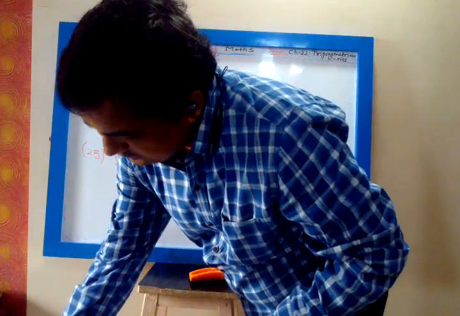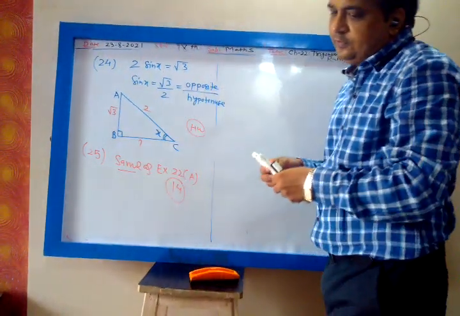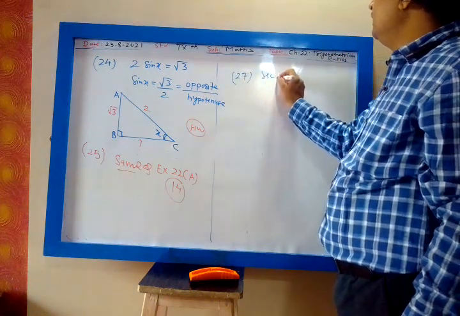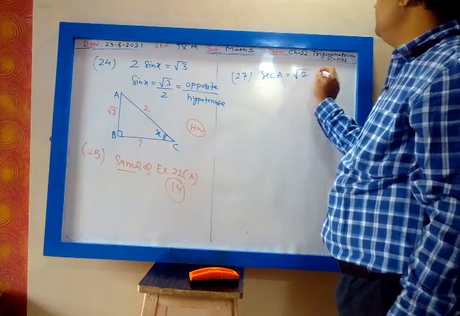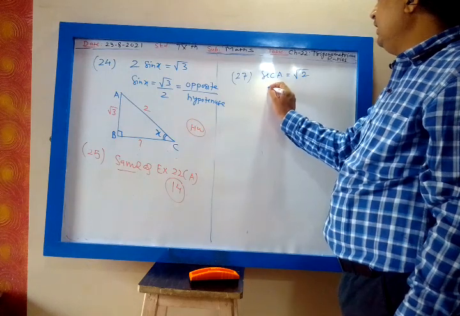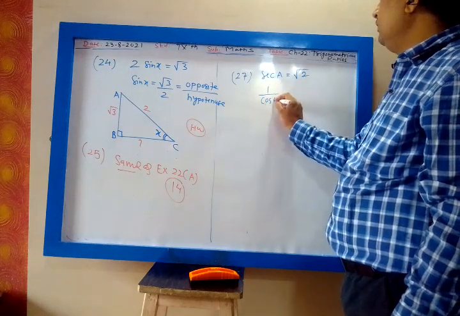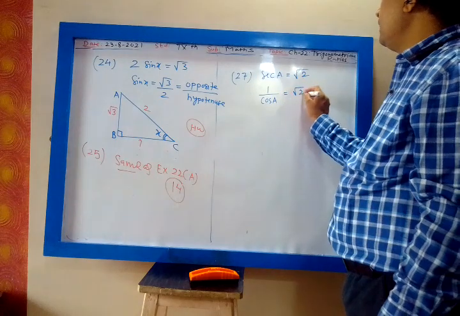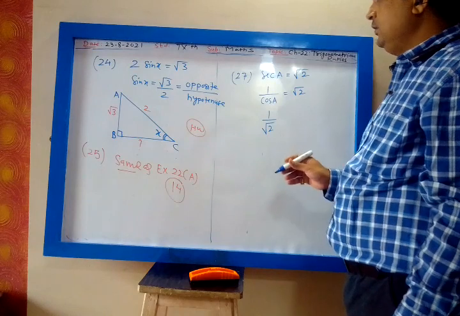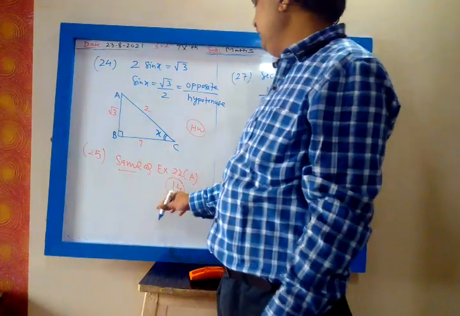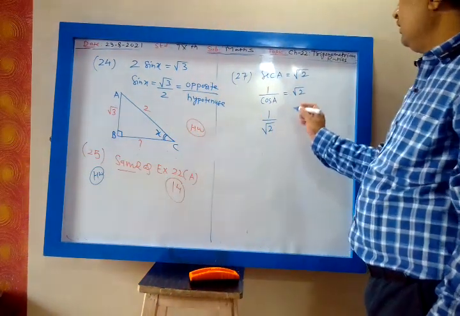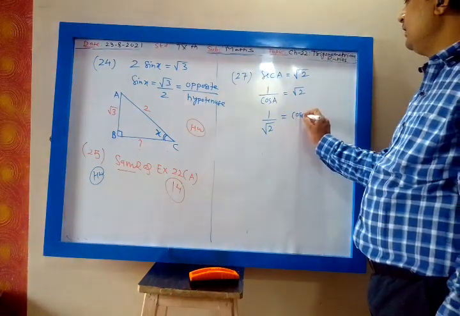26th is omitted. 27: sec A is root 2. You will convert sec in terms of cos. So sec is 1 upon cos A, and 1 upon cos A is root 2. So you will get 1 by root 2. 24th is homework. 25th is also homework. Same as this exercise. 1 upon root 2 is cos A.